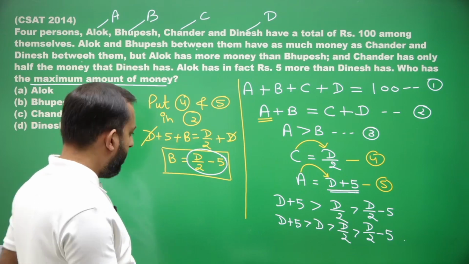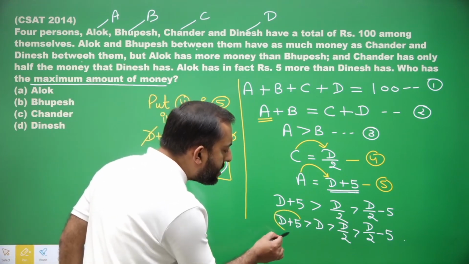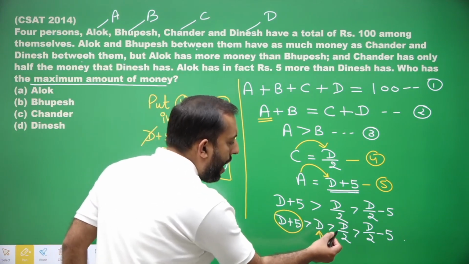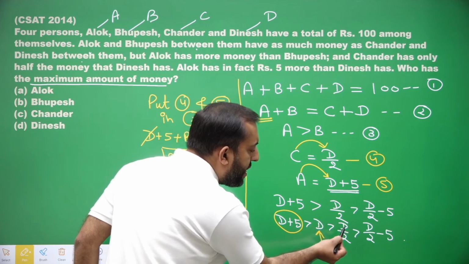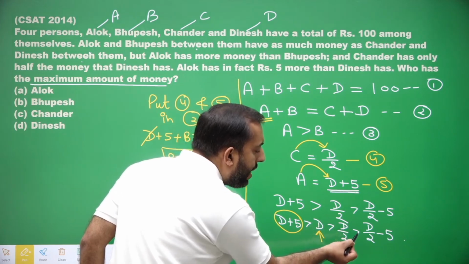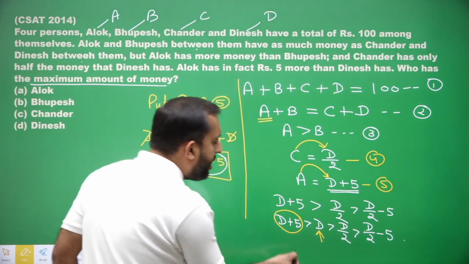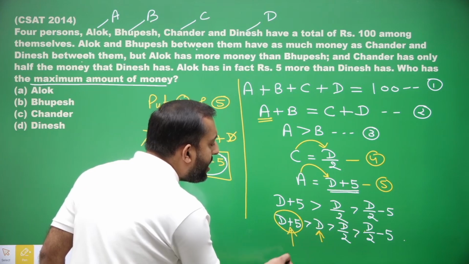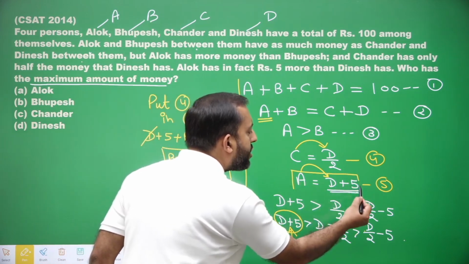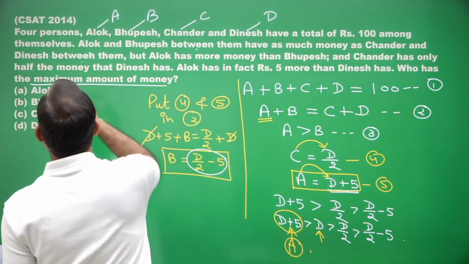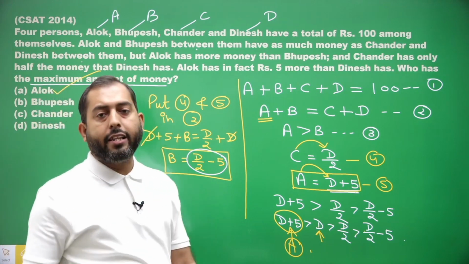See, D plus something should be greater than D. And complete D should be greater than half of D, and half of D should be greater than half minus 5. So D plus 5 is what? It is the money associated with whom? It is the money which is associated with A. So A is having the maximum share here. Answer is option A, that is Alok.